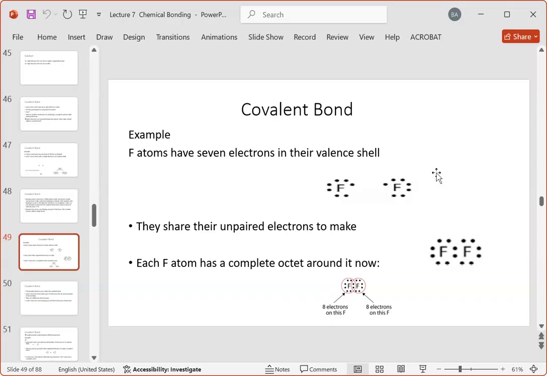It looks for other fluorine atoms and says, okay, you know what, this guy has seven and has one left. Me too, I have seven and one electron left. The rest of them are paired already. So let me share mine with my fellow fluorine. Once they share, both fluorines will have eight electrons around their outermost shell. So that's how you see it here: eight electrons here and eight electrons there in their shell.